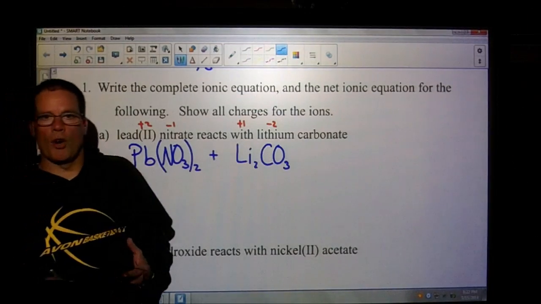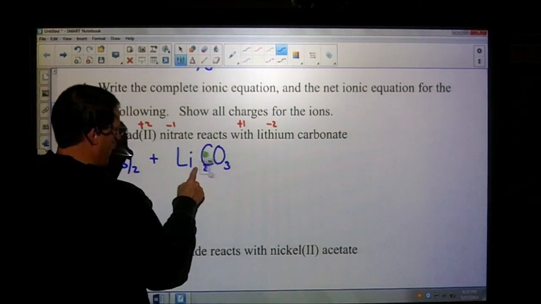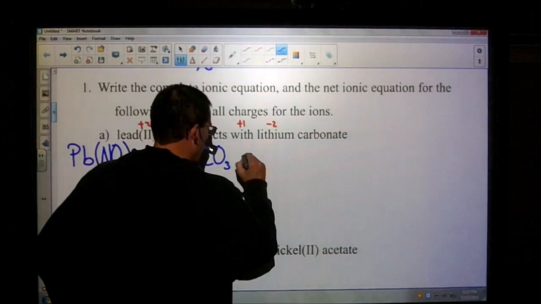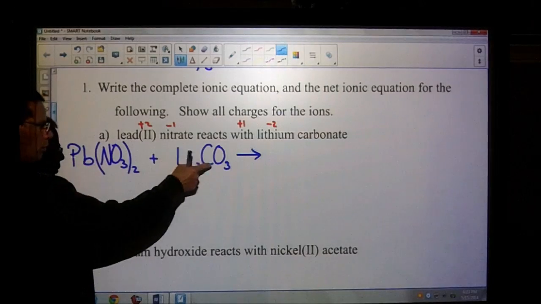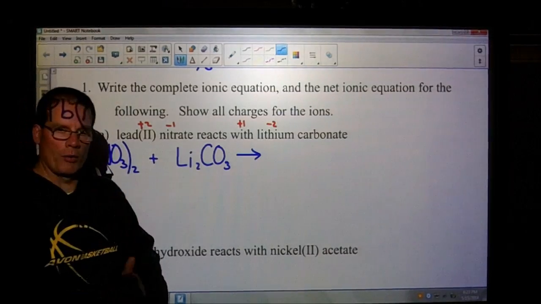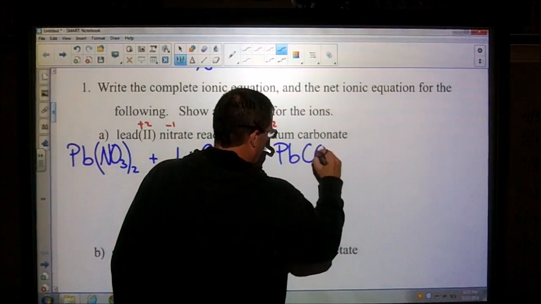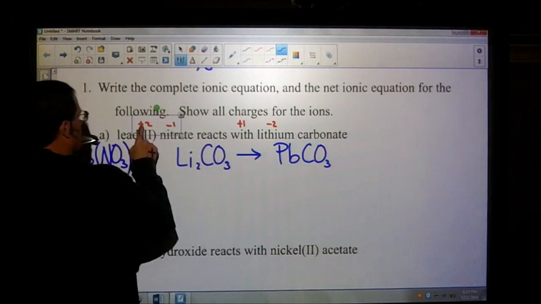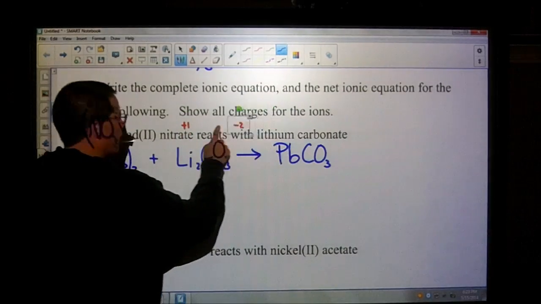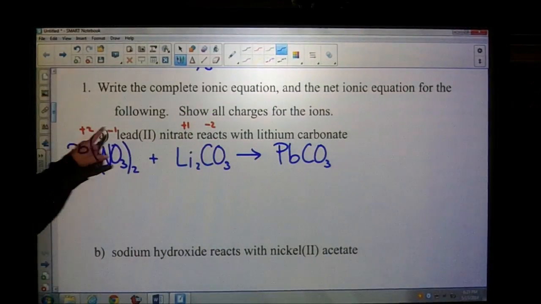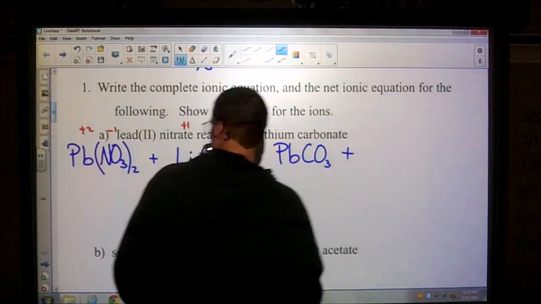All of these reactions are double replacement. So I'm going to scoot these guys over. Okay. So double replacement reaction means that the metals are going to switch places. So the lead's going to go with the carbonate, the lithium is going to go with the nitrate. Always write the metal first. So lead carbonate, CO3, and let's move these charges over. Okay. Since lead has a +2 charge, carbonate a -2, that one's good. So we're not going to mess with that one.